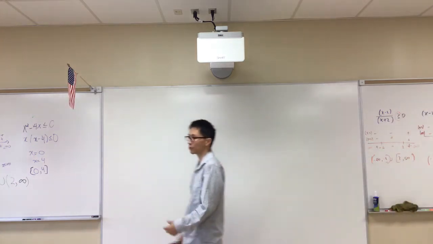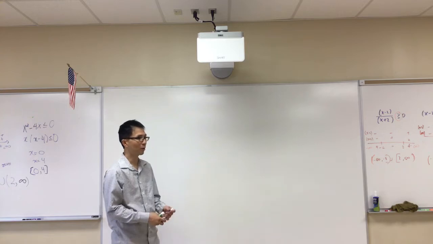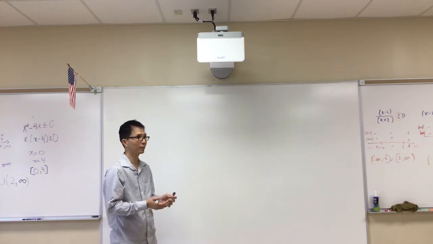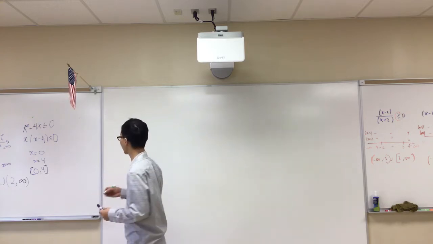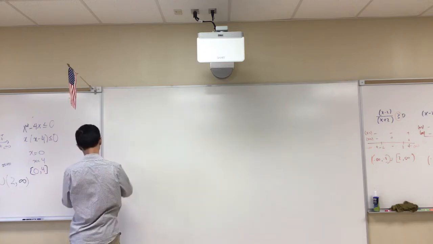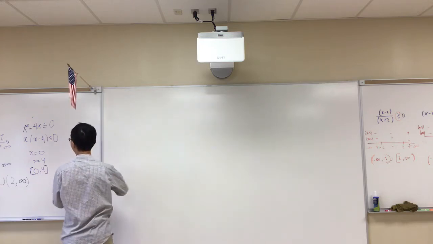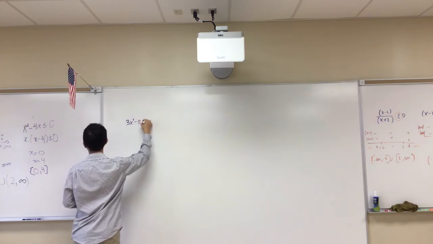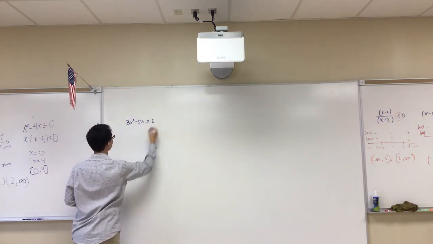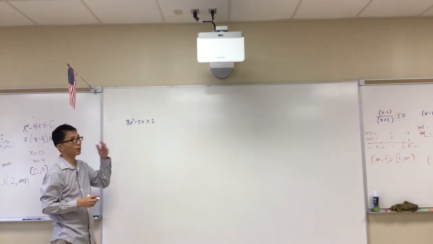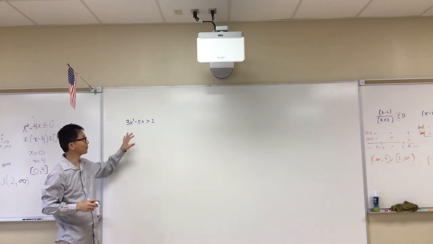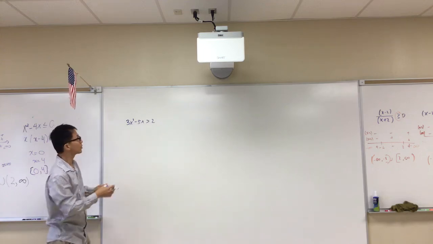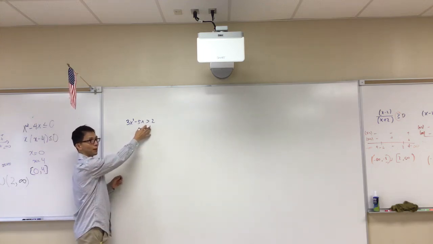Some people are still struggling with the number line test. So we're gonna pick questions. We're gonna pick a homework question here. So it'll be 3x squared minus 5x greater than 2. And this was the question that some of you guys struggled with on homework. So what's my first step?